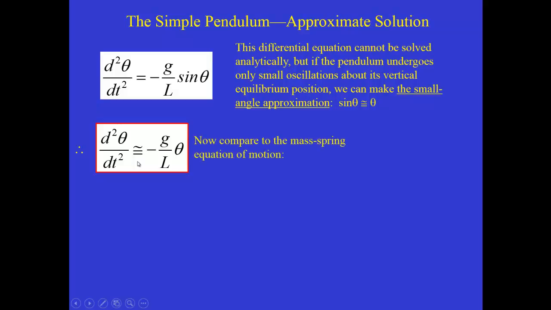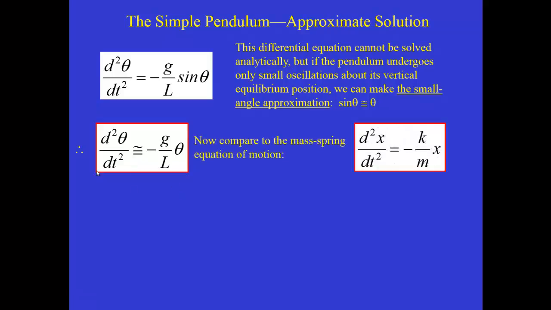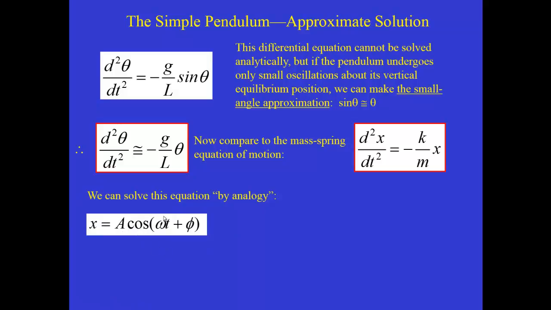Now when we compare this to the mass spring equation of motion, we see that it's basically the same equation. The variable is theta instead of x, and the constant has the ratio g over L instead of k over m, but otherwise it's exactly the same. And so what we can do is solve this new equation of motion, which we recognize as an approximation, by analogy. Right? Here was the solution that we verified through substitution was the correct solution for the equation of motion for the mass spring system.